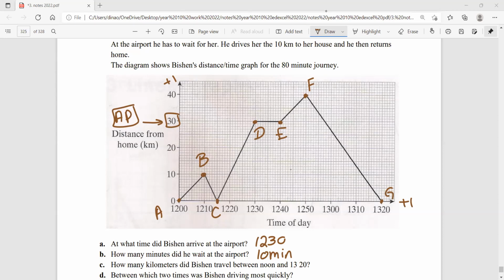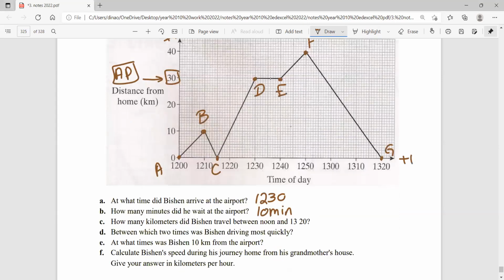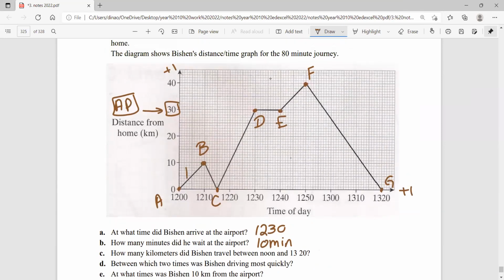Okay, so let's go back to Bishan and see what's his story. Question number C says how many kilometers did Bishan travel between noon and 13:20, meaning how far did he drive from the moment he left his house. Let's see. From A to B he traveled 10 kilometers. When he remembered the phone, he went back home, so he traveled another 10 kilometers. So this is a total of 20.